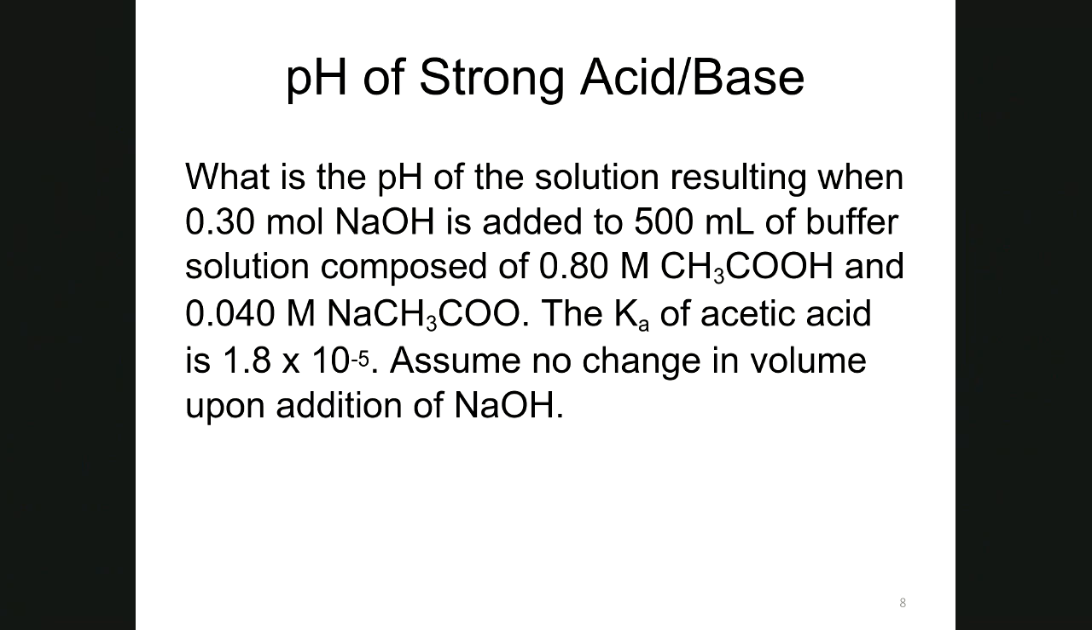So here, we want to know what is the pH of a solution that results when 0.3 moles of sodium hydroxide is added to 500 milliliters of a buffer containing 0.8 molar acetic acid and 0.04 sodium acetate. The Ka of acetic acid is 1.8 times 10 to the negative fifth. Assume no change in volume upon the addition of sodium hydroxide.